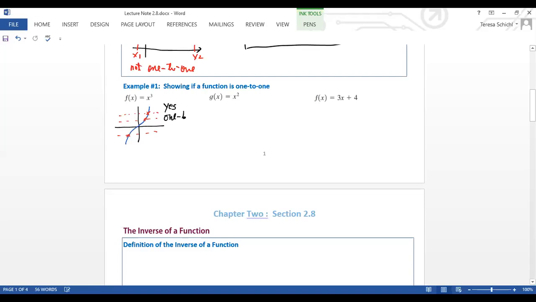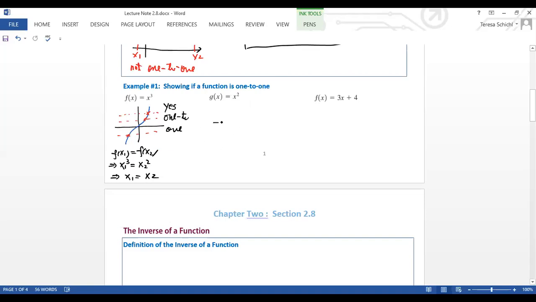Okay, so now if you want to do it algebraically, you say f(x1) equal to f(x2). That means x1 cubed equals x2 cubed. So when you take the cube root, it's x1 equal to x2. So you only have one value, right? So that's why we say this is one-to-one.